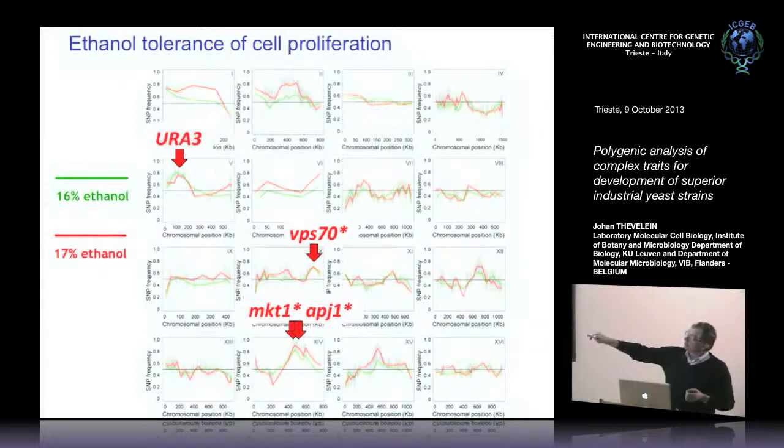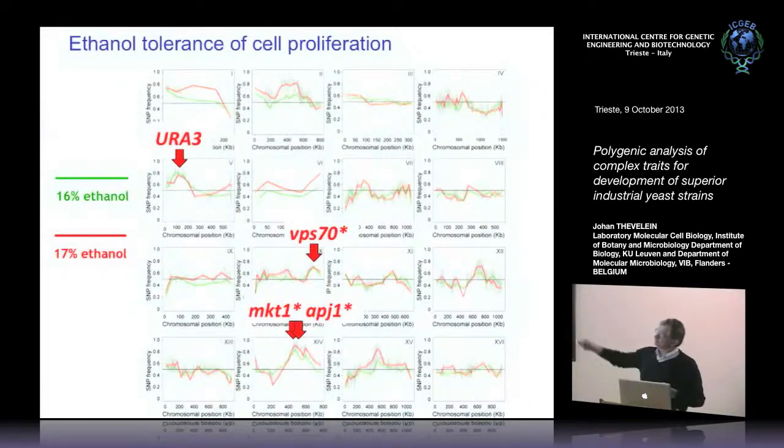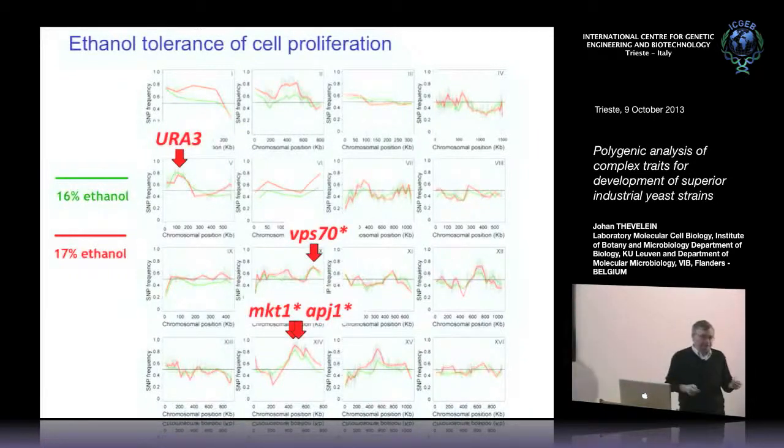In this QTL, we identified VPS70. It's a vacuolar protein sorting mutant, VPS70. And it's a protein involved in the secretion pathway. And then in this QTL, we identified URA3 because the laboratory strain is a URA3 mutant.